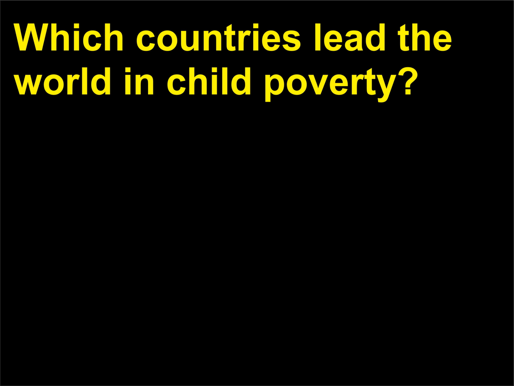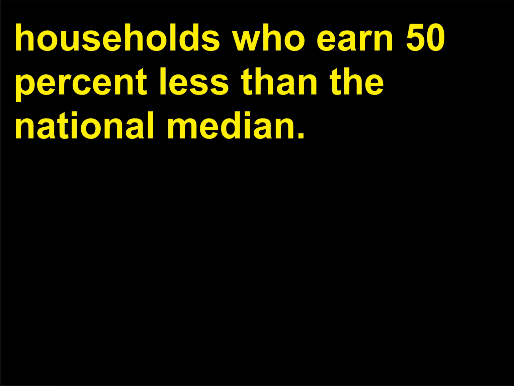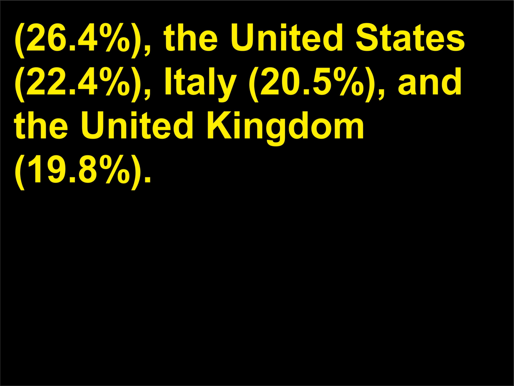Which countries lead the world in child poverty? Child poverty is defined as the number of children from households who earn 50% less than the national median. Given this measurement, the countries with the most child poverty are Mexico, 26.4%, the United States, 22.4%, Italy, 20.5%, and the United Kingdom, 19.8%.